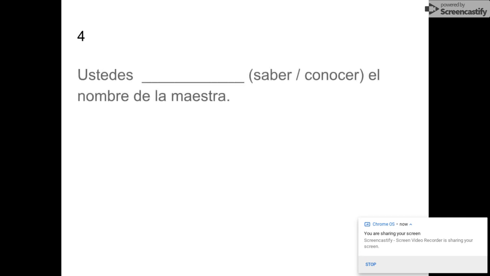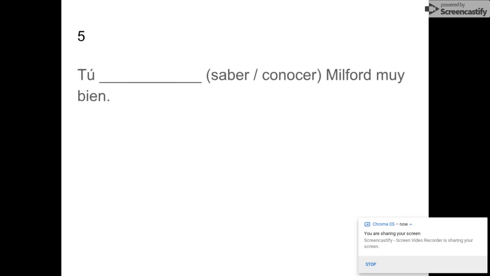Número 4. Ustedes saber conocer el nombre de la maestra. Okay? You plural know the name of the teacher. This is another one where you're not knowing the teacher, you know the name of the teacher. So that's information. It wouldn't be conocer, that's not a person or place, so we have to use saber, saben. 5. Tú blank, saber conocer Milford muy bien. If you know Milford very well, that's a place. It's conocer, conoces.